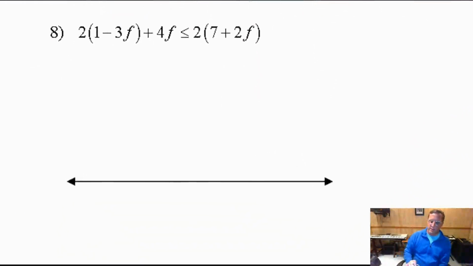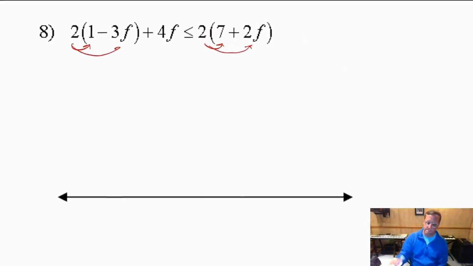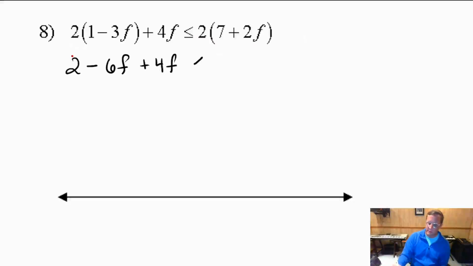All right, for number 8, there's a lot going on in this problem, so we're going to clear parentheses by distributing. Distribute the 2 here, and distribute 2 here as well. There's another way we could do that, by the way. But, hey, you know what? Why don't I just show you? Let's just distribute. Sorry, I'm going back and forth here. So we've got 2 minus 6f plus 4f is less than or equal to 2 times 7 is 14, and then 2 times 2 is 4f. So all I did was clear the parentheses there for the first step.